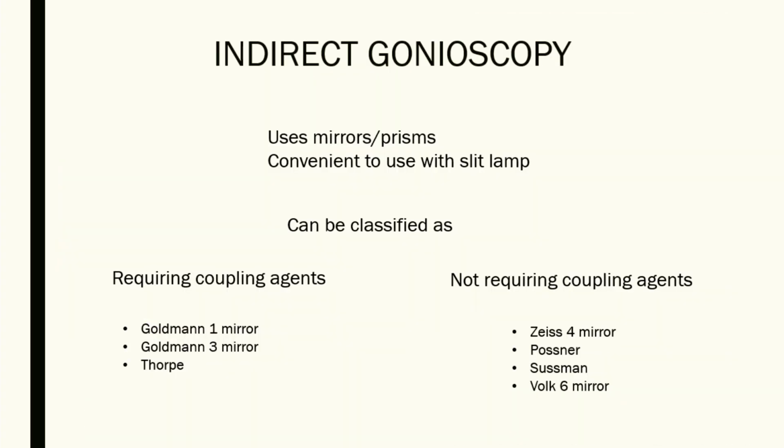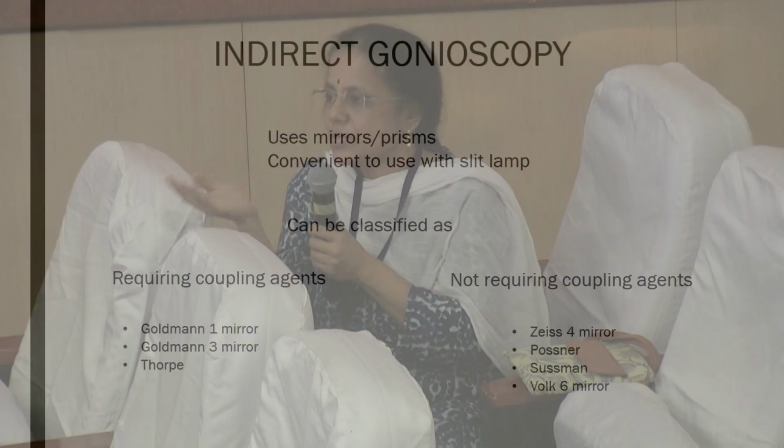The main difference is, because you're using a direct gonioscope, you will have to be tangential to the iris. Then only you will be able to see the angle. That's why the patient's head is tilted during the surgical procedure, or we bend down when we do an exam. That's why it's impractical in OPD, and so indirect gonioscopes came in. So indirect gonioscopes use mirrors or prisms, and these are convenient to use in our outpatient setting.